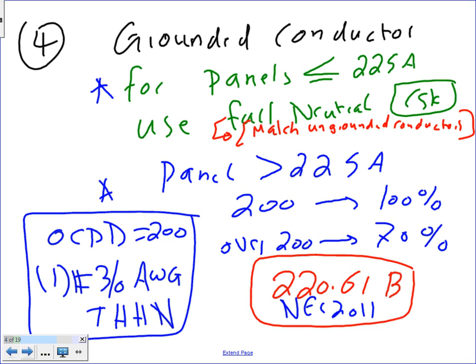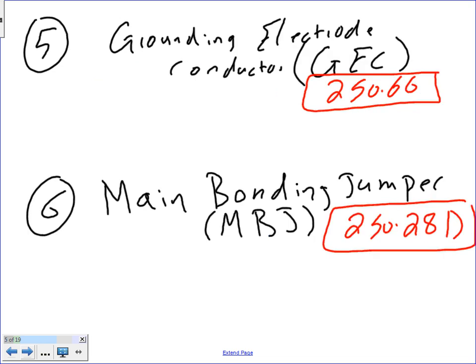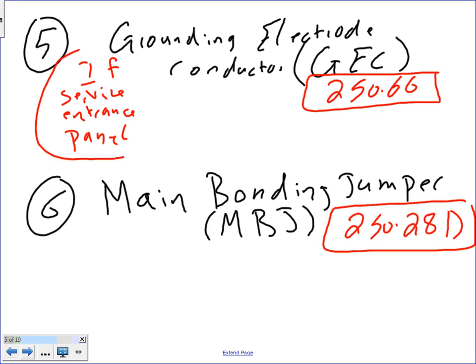200 amp panel. Okay. The second thing, grounding electrode conductor. That's the one that goes to Mother Earth. Can you guys write an IF here? Grounding electrode conductor, if service entrance panel. We only use it if it's a service entrance panel. Can you guys put this disclaimer? This is only if it's a service entrance panel that we use it. Okay?